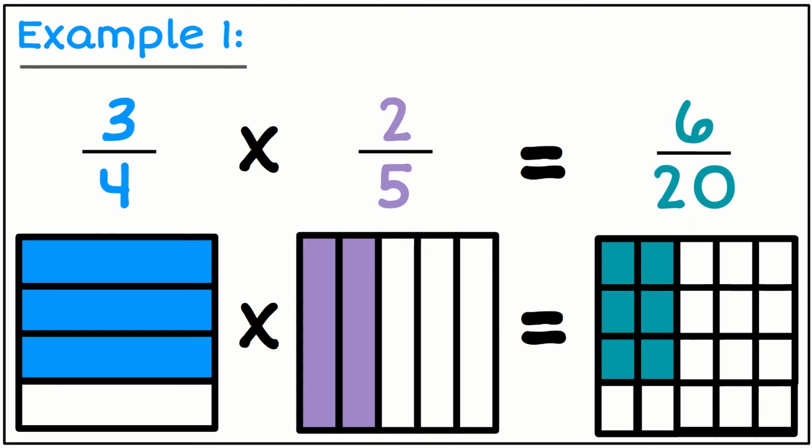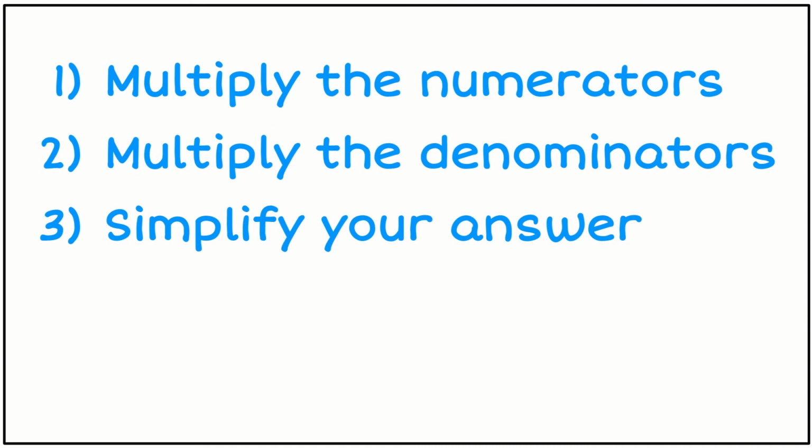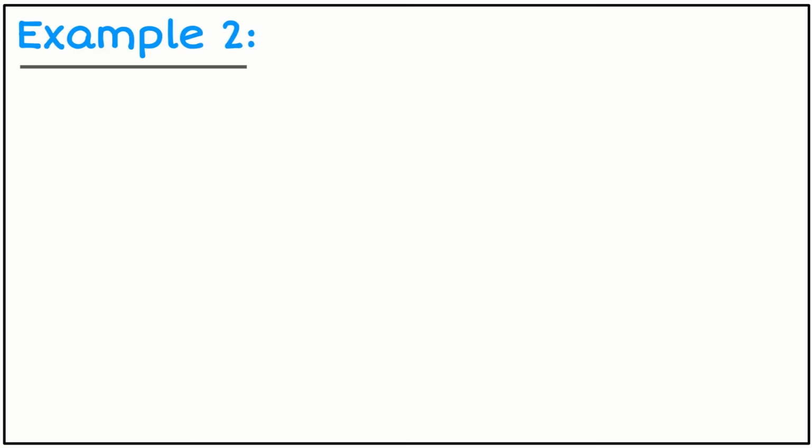the numbers on the top, 3 times 2 is equal to 6. Then do the denominators, 4 times 5 is equal to 20. So that leads us to this: multiply the numerators, multiply the denominators, and simplify our answer, which I didn't do in the previous question, but we'll see that shortly.